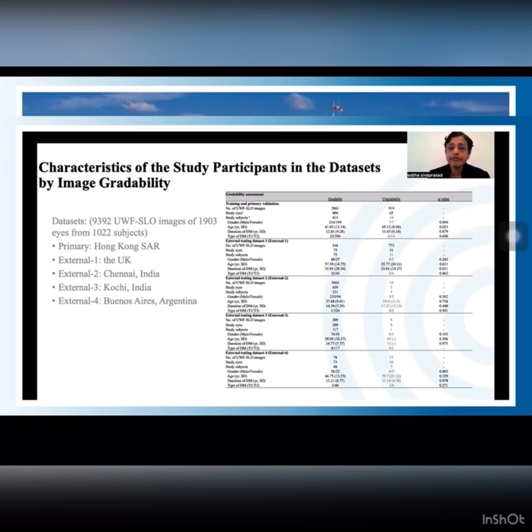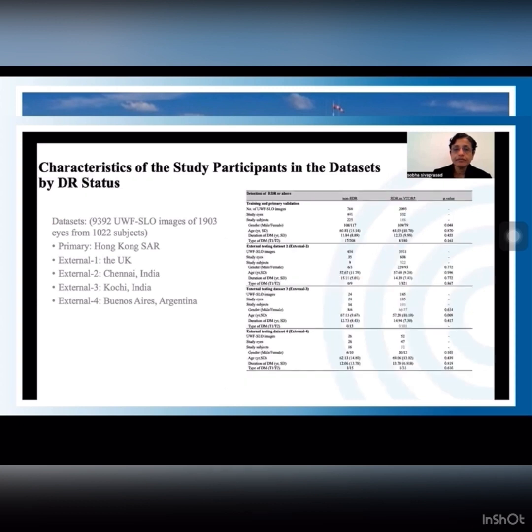You can see from this table that there was no difference in terms of demography, duration of diabetes, or type of diabetes between the gradable and ungradable images in any of these centers. We then looked at the comparison between non-referable diabetic retinopathy and referable or vision-threatening diabetic retinopathy images. Here again, there were no differences in terms of age, gender, duration of diabetes, or type of diabetes between these images.